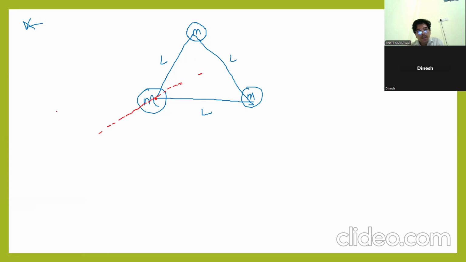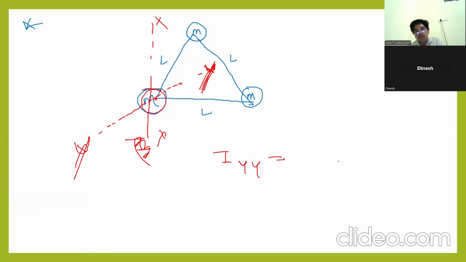Now here, our axis is passing like this, perpendicular. If I ask what is the moment of inertia about this axis, in the previous case it was lying in the same plane. Now this is our axis, y, y. So how to find it? Simply I_yy. Due to this mass, 0. Due to this mass, this L will be perpendicular. For this mass, this L will be perpendicular. So the answer is 2ML square.